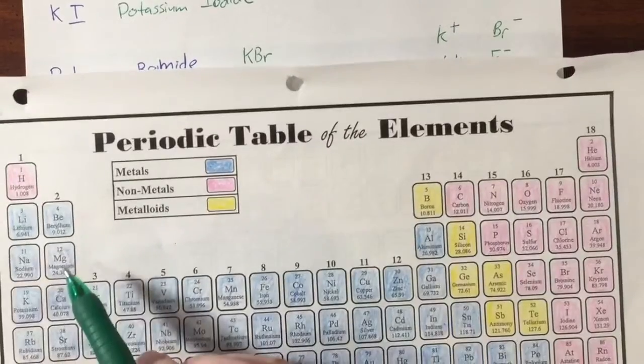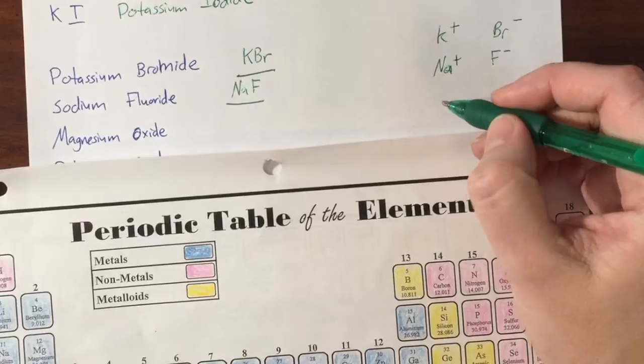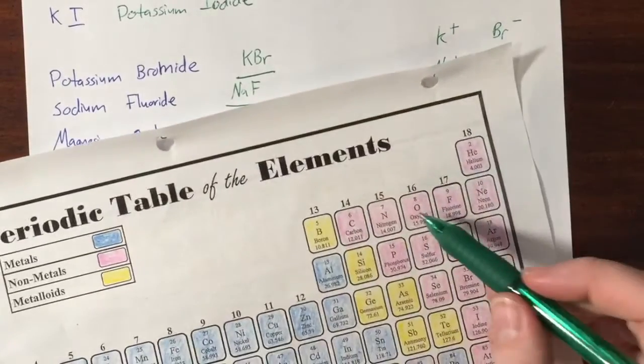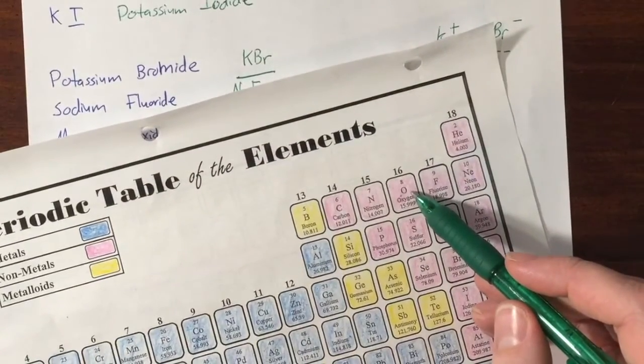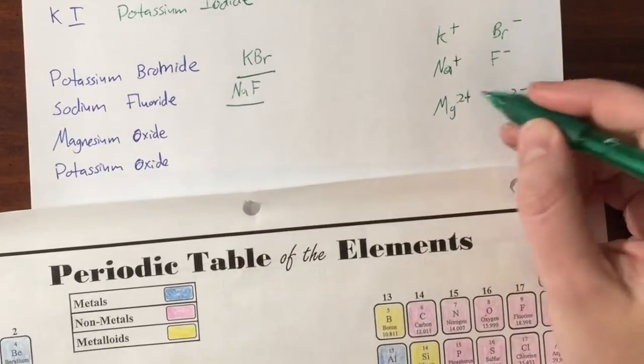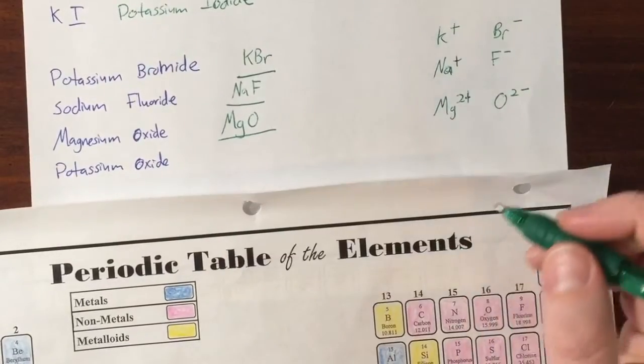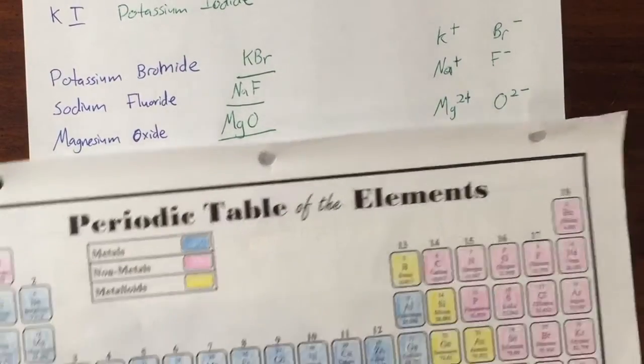Magnesium oxide. Magnesium is over here on the periodic table. It's in the second column, so it's a charge of +2. And oxide is oxygen, so it is over here on the periodic table. I know it has 6 valence electrons and therefore a charge of -2. 2 positive, 2 negative, that balances out. MgO.